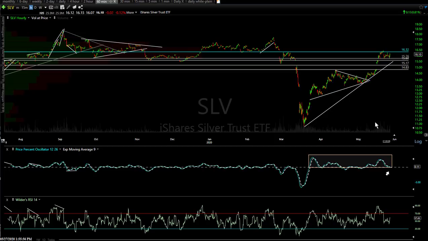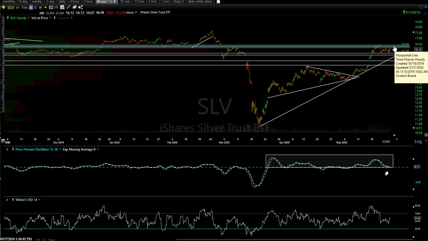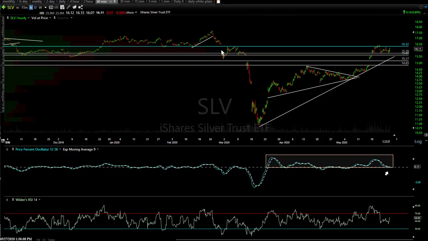And so the levels I'm watching on silver, pretty big one here at about 16.32. You can see I colored it blue. We had quite a bit of reactions. It was support, support, support. Boom, support broke right here, gap down. We back tested, failed, and then failed miserably.